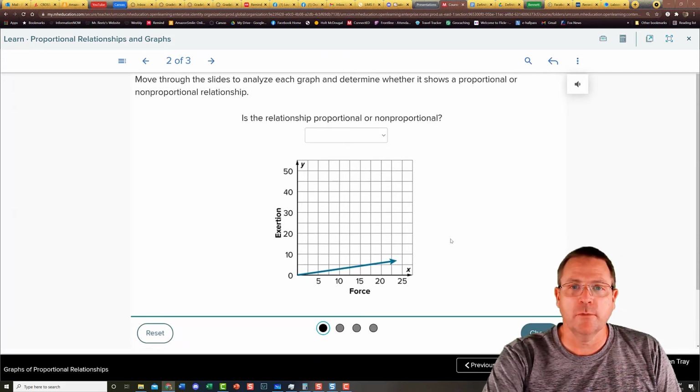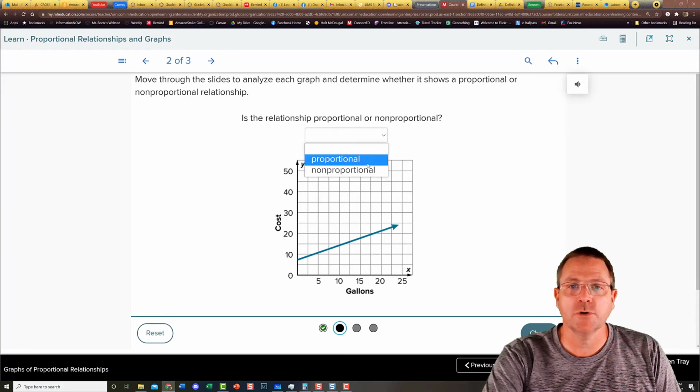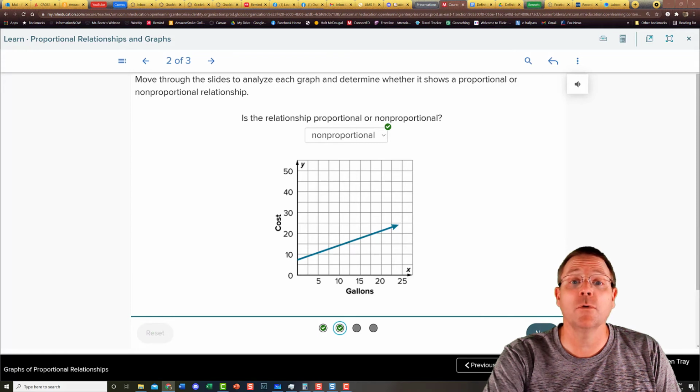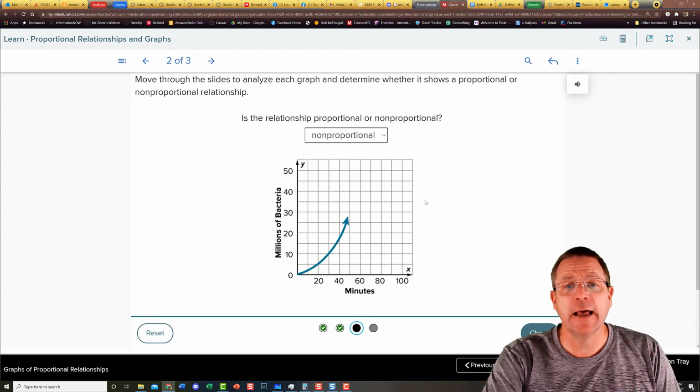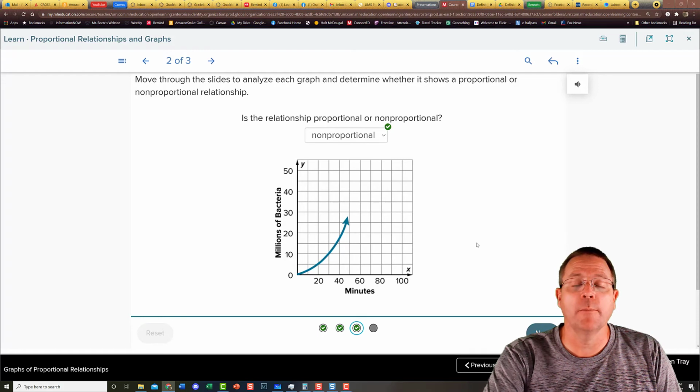Alright, so is this graph going to be proportional? The answer is going to be yes. It's a straight line and goes through the origin. Check it. Good. Is this graph going to be proportional? No. Although it's a straight line, it does not go through the origin. How about our next one? Is it going to be proportional? Well, it goes through the origin. However, it is not a straight line, non-proportional.